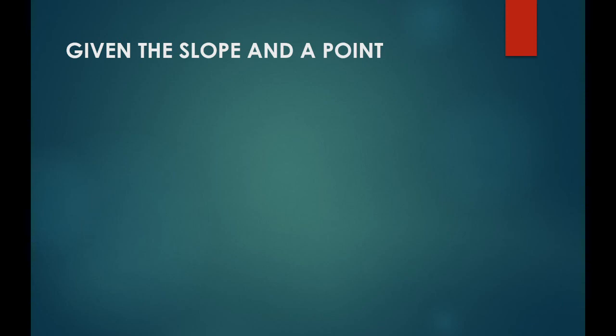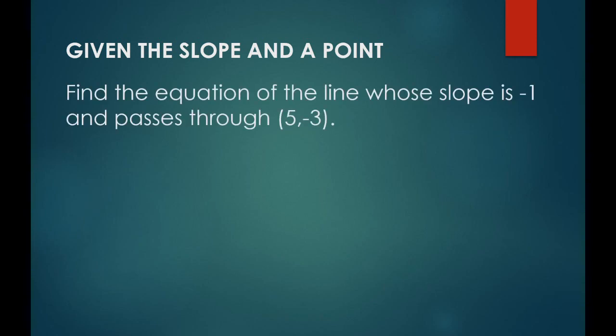Now, if we have been given the slope and a point, mahirap gamitin ang y equals mx plus b. So, let's find the equation of the line whose slope is negative 1 and passes through 5, negative 3. O, diba? Medyo mahirap kasi kailangan mo ng slope tsaka y-intercept.